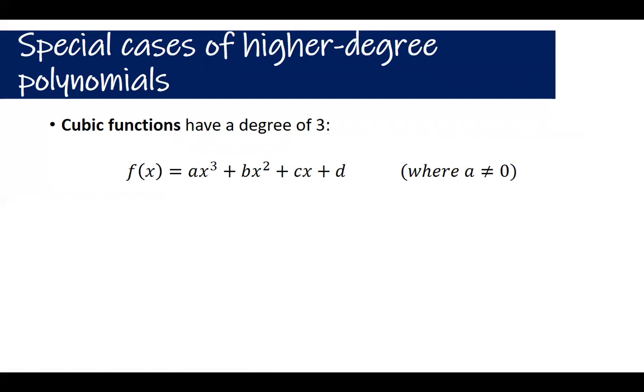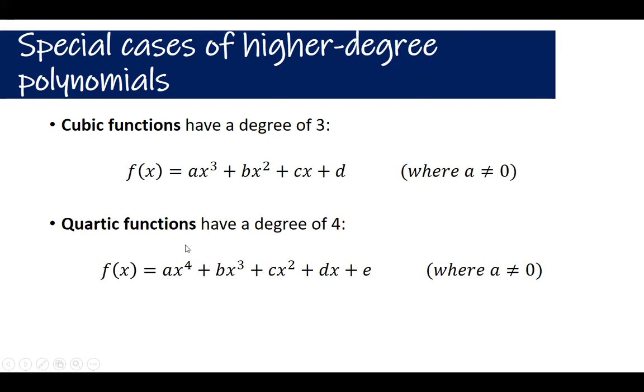Cubic functions have a degree of 3. So we can write them in the general form here of a times x to the 3 plus b times x to the 2 plus c times x plus d. So a here cannot equal 0, because otherwise we wouldn't have a cubic term. The rest of them can be 0, but a cannot. We have to have a valid x cubed term. So remember that something to the 3rd power is cubed, hence the name cubic.